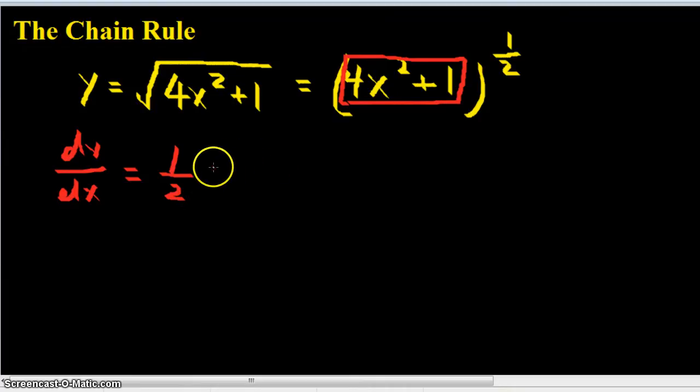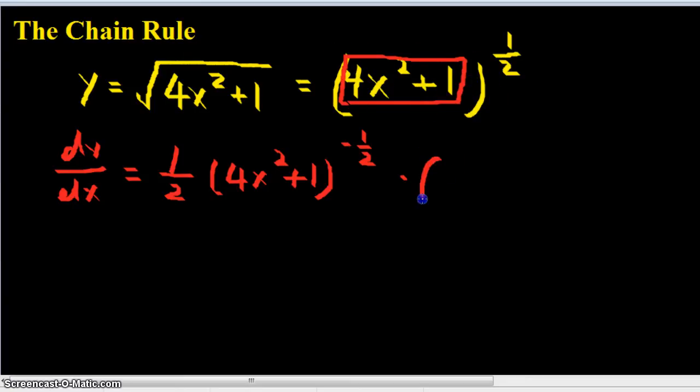So now the box is equal to 4x squared plus 1. And now the power drops by 1, so half minus 1 will give me negative half, right? Negative half. Okay, but I'm not done yet because it's chain rule, so there's a chain reaction. So I need to differentiate the box.